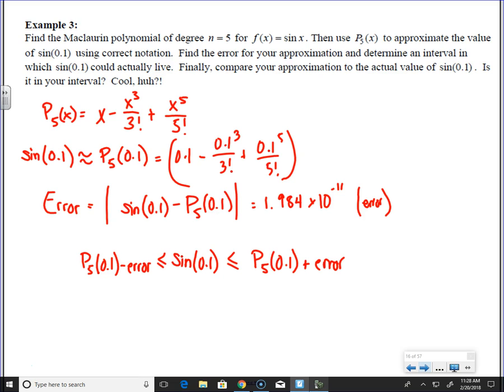Oh, I should have separated my P5, shouldn't I? Fascinating. I'll do this. Like 1/6. Okay, good.